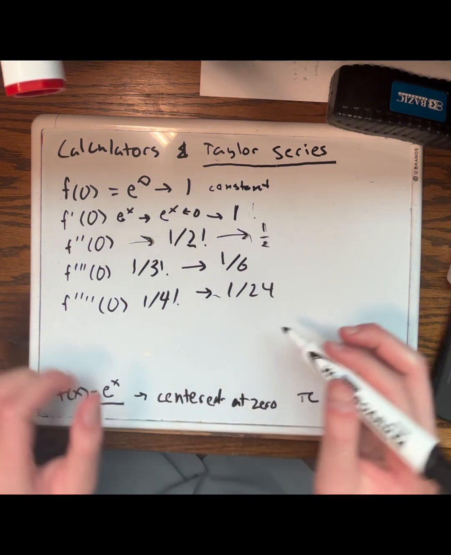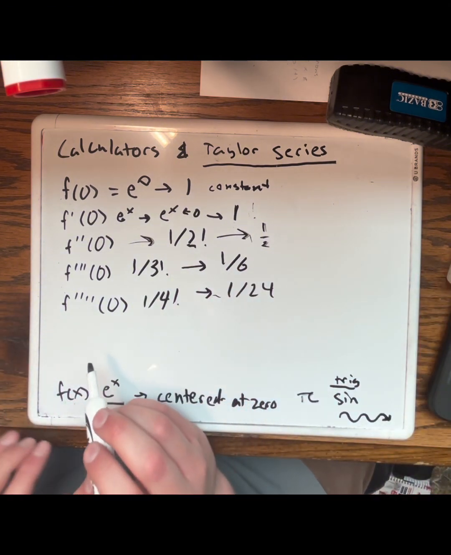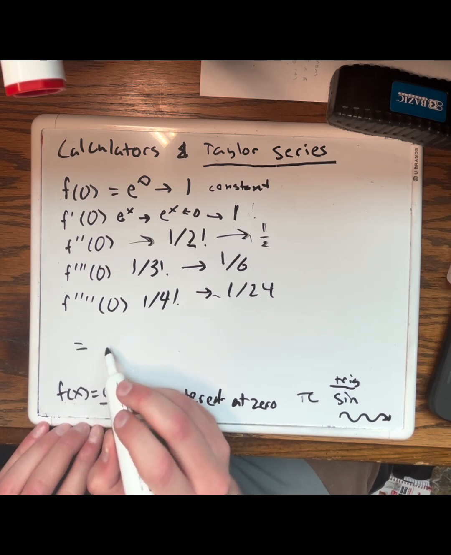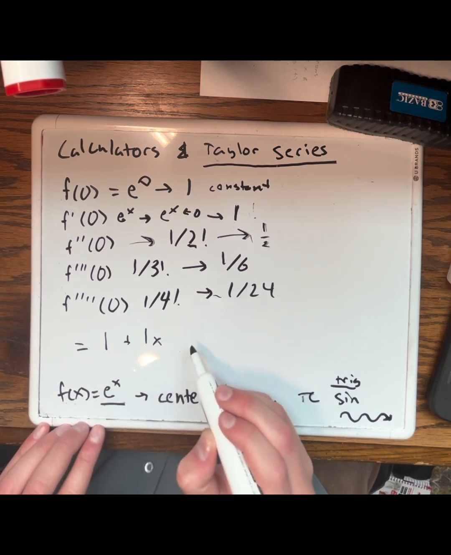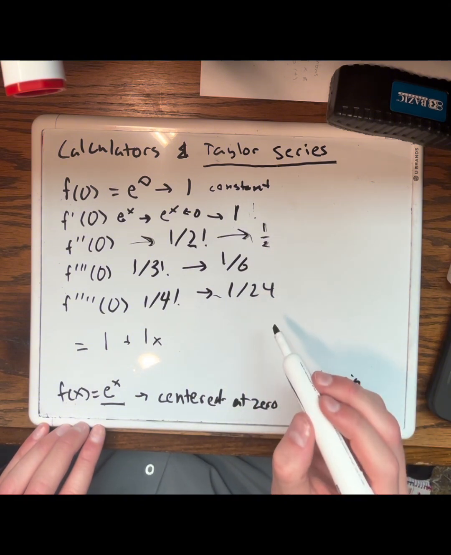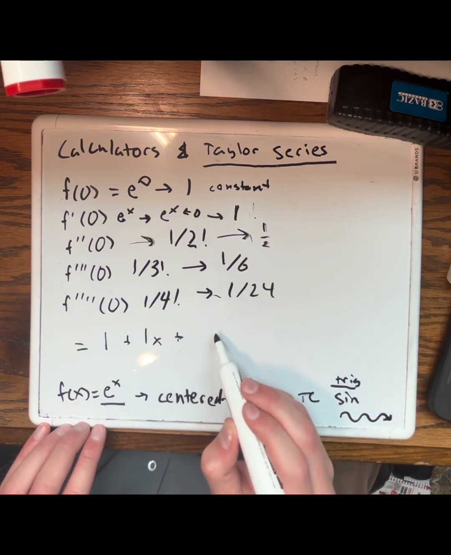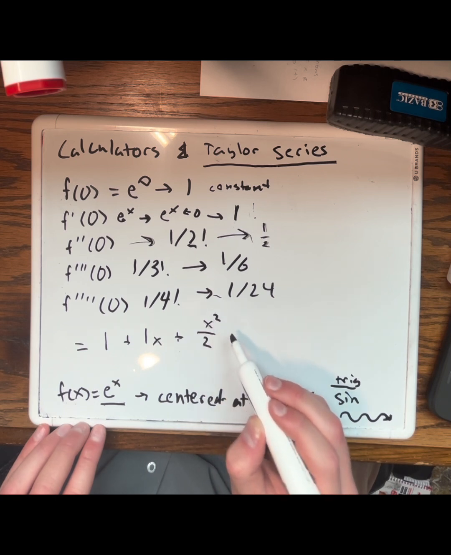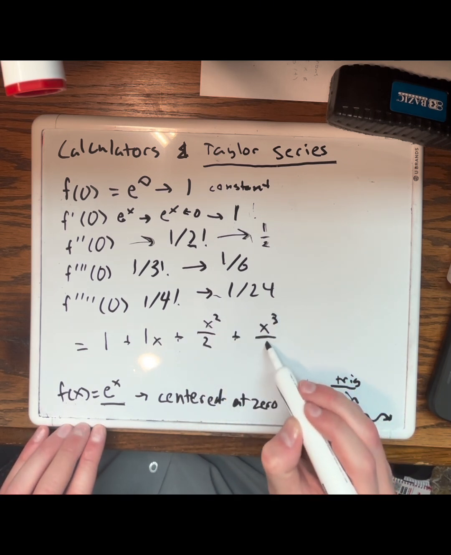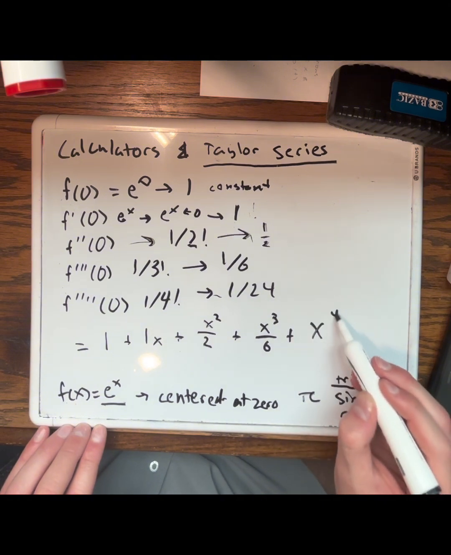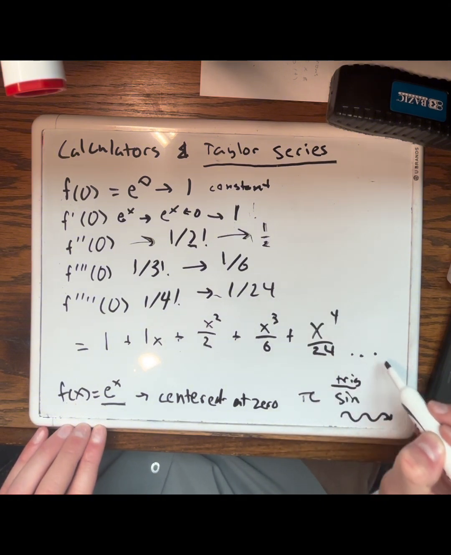So now, this is 4 terms, so our final equation would be constant plus 1x, because these are the coefficients, plus 1/2 x squared, because it goes up, plus x cubed over 6, plus x to the 4th over 24, and so on.